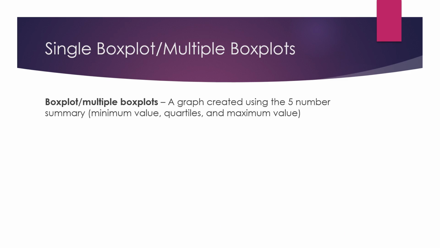So the next major type of graph that we're going to be looking at is a box plot. Depending on your data, you may have a single or multiple box plots. A box plot is a graph created using the 5-number summary, which we will talk about in a few topics. The 5-number summary is the minimum value, the maximum value, and what we will learn are quartiles.